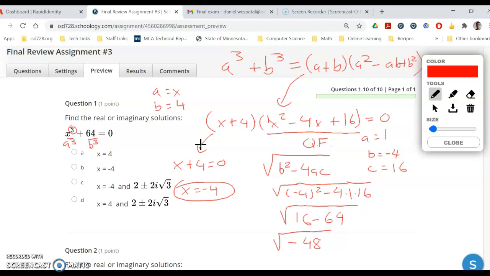Okay, so now we got to do simplest radical form, right? So we know it's going to have imaginary because it's a negative square root, and we're going to make it into 16 and 3 and negative 1. All right, so that becomes 4i radical 3.